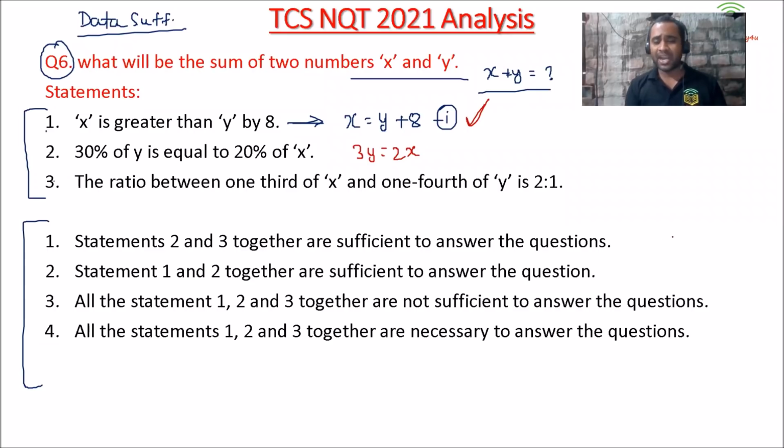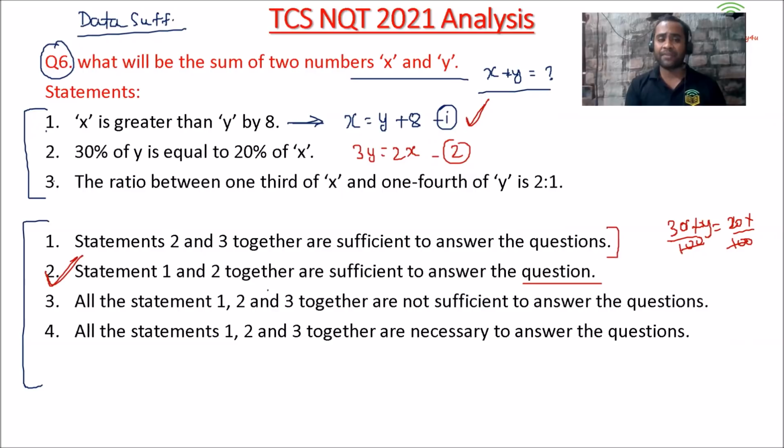Now if you were in my place, what would you do? You write 30% means 30 by 100 of y will be equal to 20% of x by 100. So 100 cancels, 0 cancels, 3y will be equal to 2x. Now you have two equations and two unknowns. You will be easily able to find the value of x and y. Do not try to waste your time. So you can directly tick statement 1 and 2 together are sufficient to answer the question.